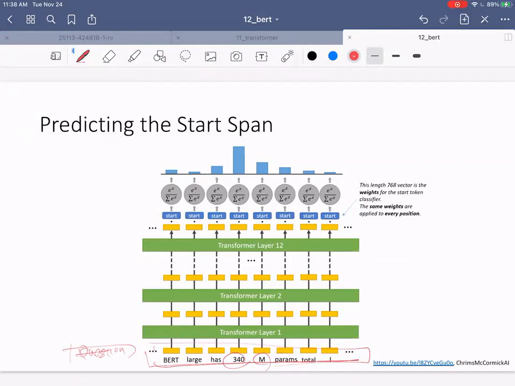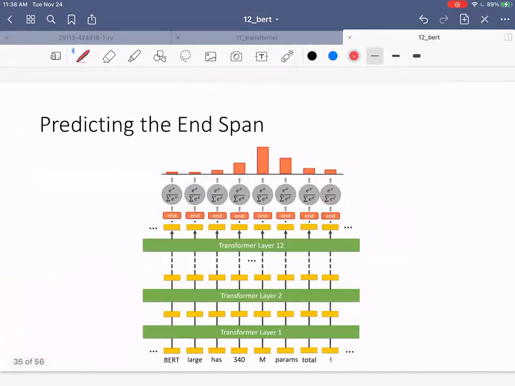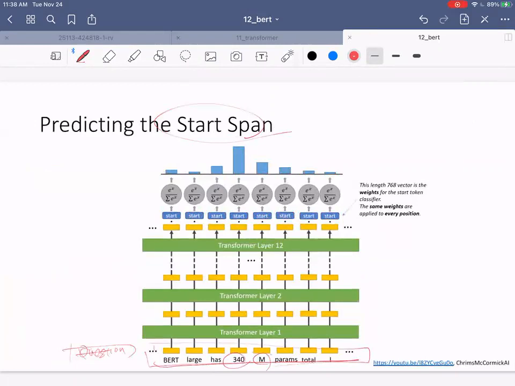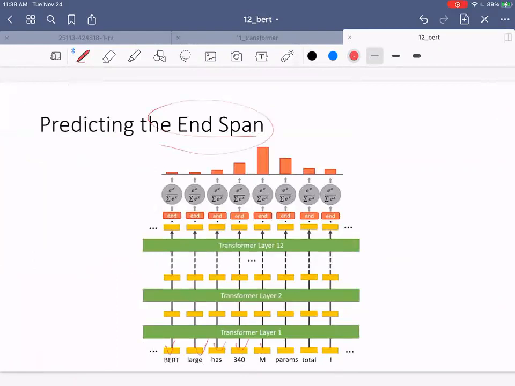So you need two predictions. You need the start span and the end span. You need to predict two tokens. Out of all the tokens in your reference text, you need to find the start of the span, which should be 340, obviously, because this is your answer. And out of all the words in your reference, you need to find the end of the span, which is M here, which is the million.